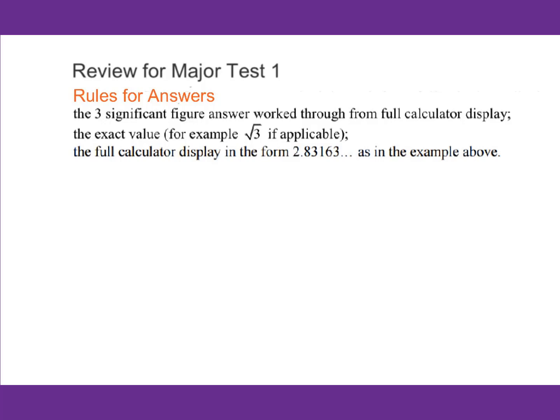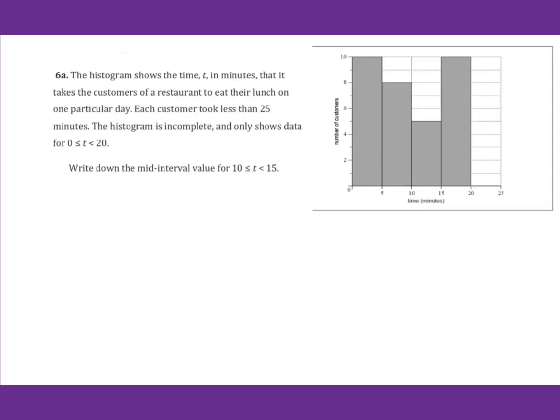Let's continue with the review for major test 1. Let's go over rules for answers. We need 3 significant figures as your answer. Also, you can give the answer the exact value or the full calculator display like this. Now let's go to 6a.